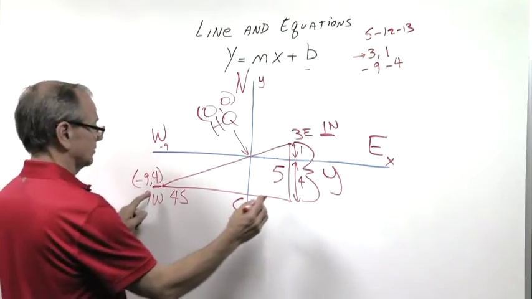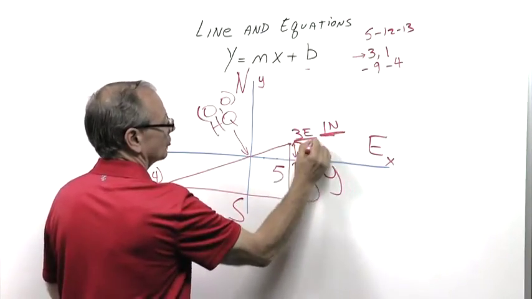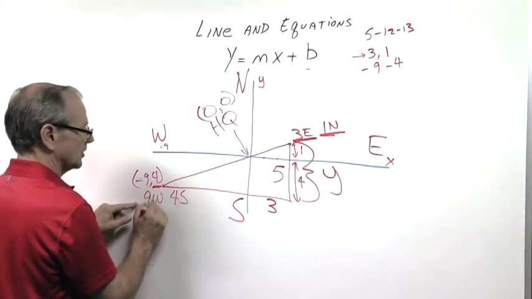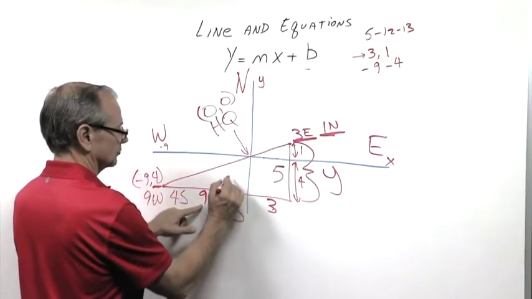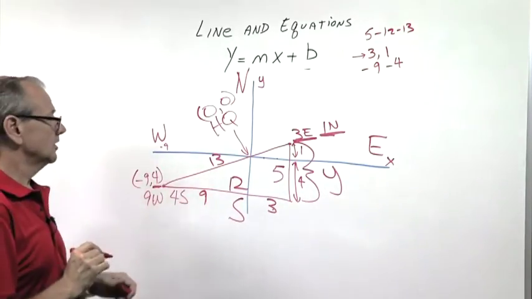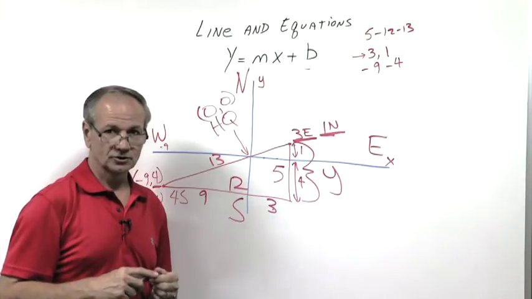So now I go to the next one. On my east-west, I went from 3 east, that means this distance is 3, to 9 west. That gives me a 9. That makes this 9 plus 3 is 12, so I know I have a 5, 12, 13 triangle, and my straight line distance is 13 in this particular case.